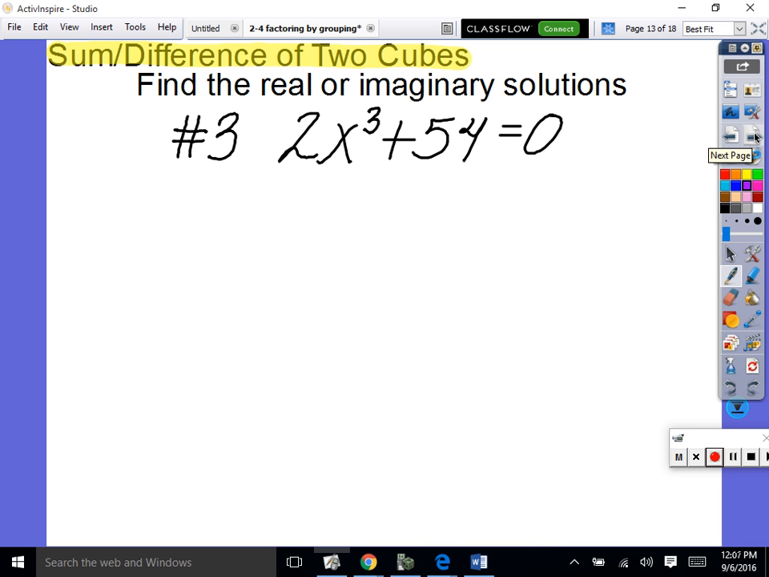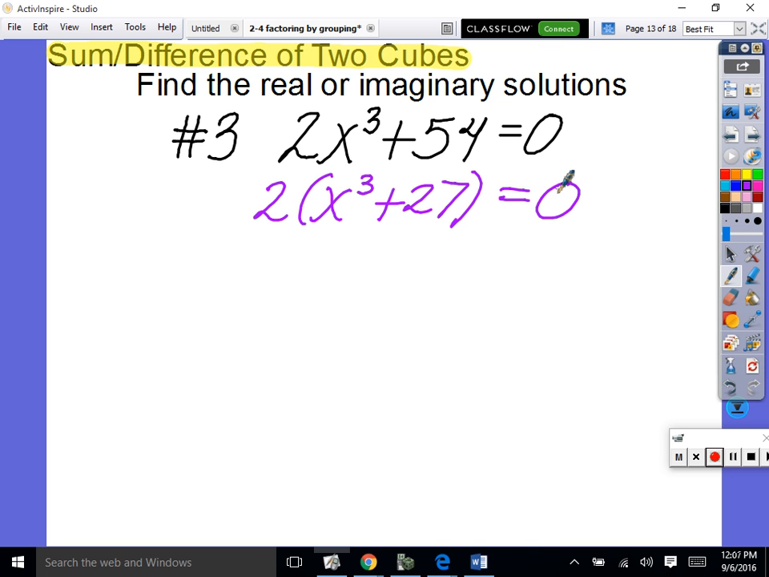Number 3. Now notice, 2 is not a perfect cube, right? So what we would do is say, okay, let's see if there's something in common. On number 3, can't we factor out a 2? Doesn't 54 divide by 2? Yep. So we'll factor out a 2, and left is x cubed plus 27. Now we've got to factor it. Now we have the sum of 2 perfect cubes.